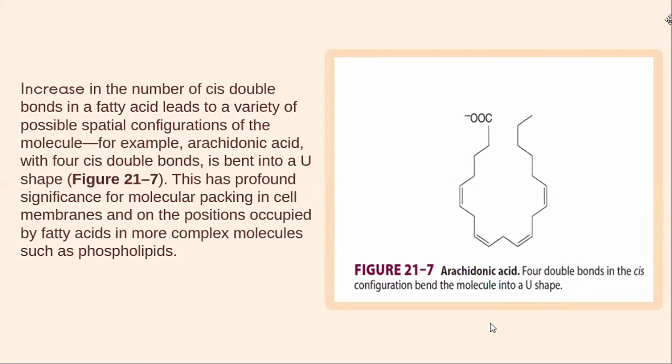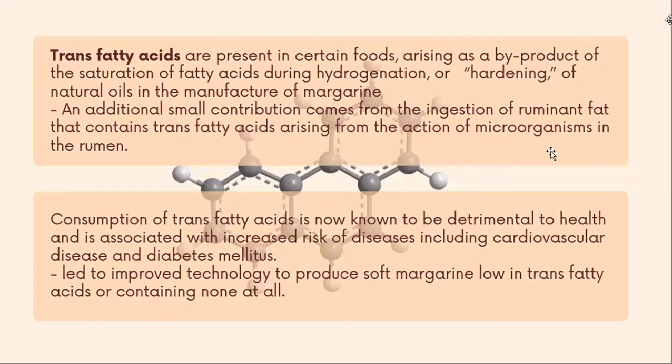Increasing the number of cis double bonds in the fatty acids leads to a variety of possible spatial configurations of the molecule. An example of this is arachidonic acid with 4 cis double bonds, so it is bent like a U shape. This has a profound significance for molecular packing in cell membranes and on the positions occupied by fatty acids in more complex molecules such as phospholipids.